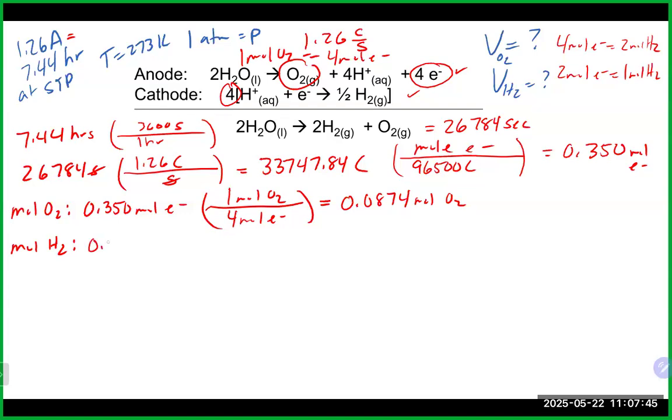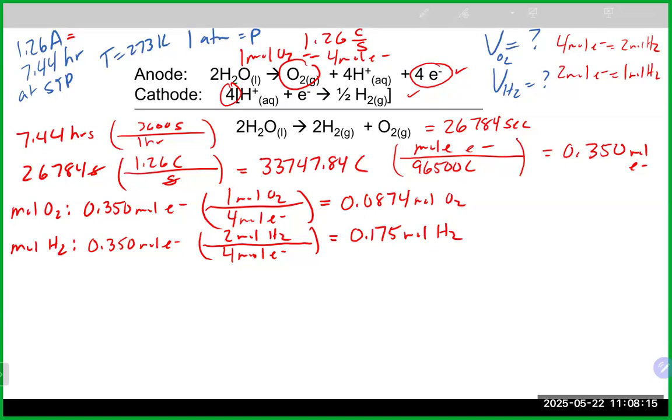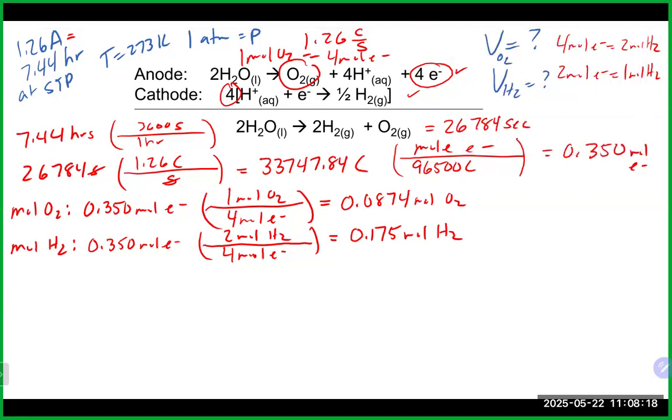So we'll go 0.35 moles of electrons. I'm just going to use the numbers from the equation after we multiply. So that's going to give me 4 moles of electrons, 2 moles of hydrogen, and that will get me here. 0.35. Actually, let's use that number there. Gets me 2 divided by 4, 0.175 moles of hydrogen. Any questions so far? At this point, I really have everything I need for the ideal gas law.